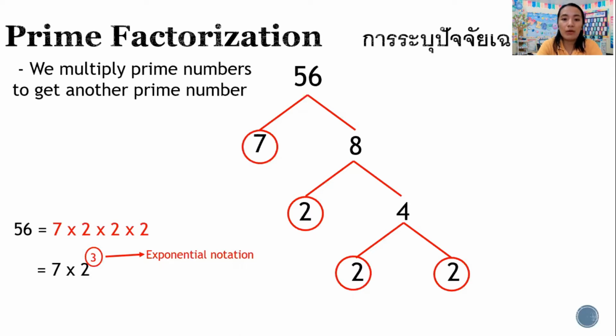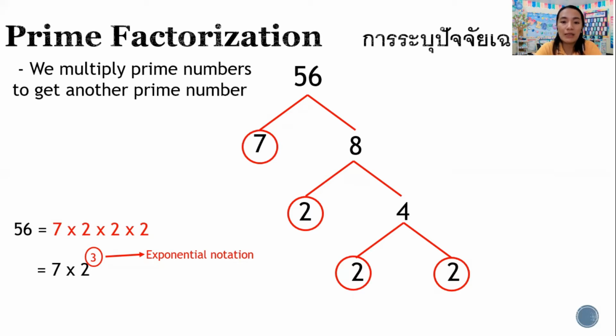7 is a prime number, so we don't need to factorize it. Next, 8 is a composite number, meaning we can factorize it into smaller numbers. 2 times 4 is equal to 8. 2 is a prime number and 4 is a composite number. Then let's factorize 4 again. We have 2 times 2.